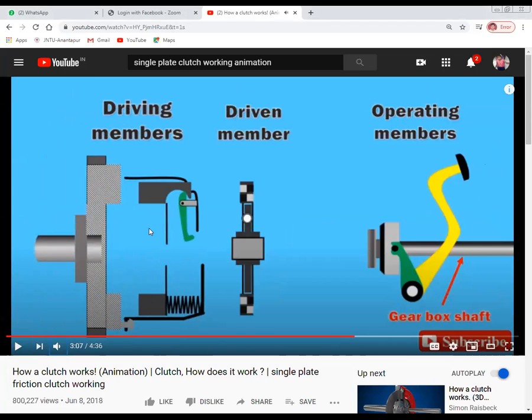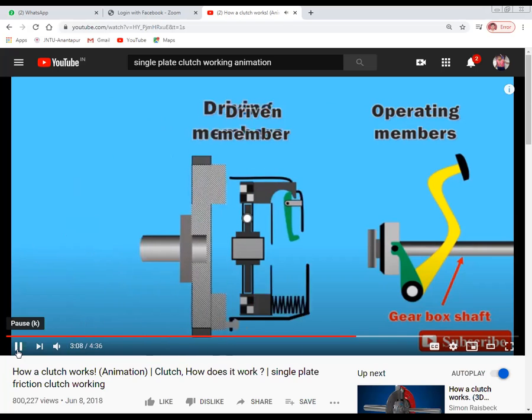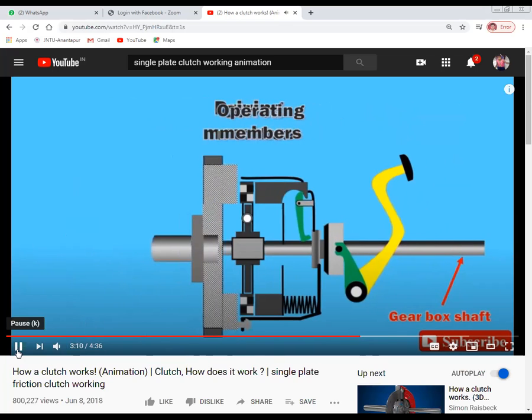See, this is the driving member. As I said, there are three components: driving member, driven member, and operating member. So this is the driving member, this is the driven member, this is the operating member. Three individual components are getting together as a single plate clutch. See this.